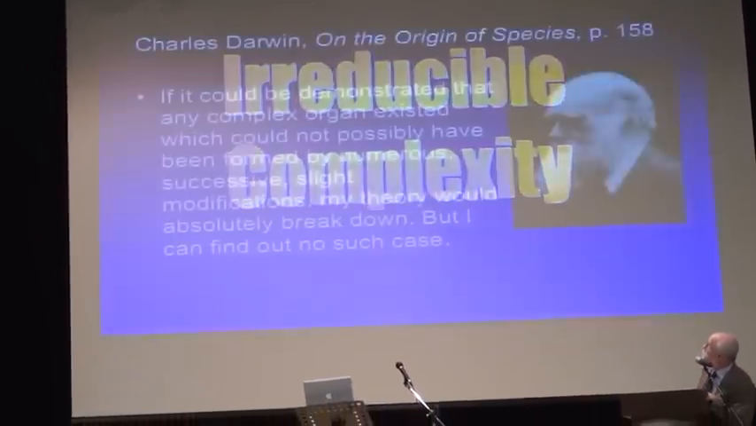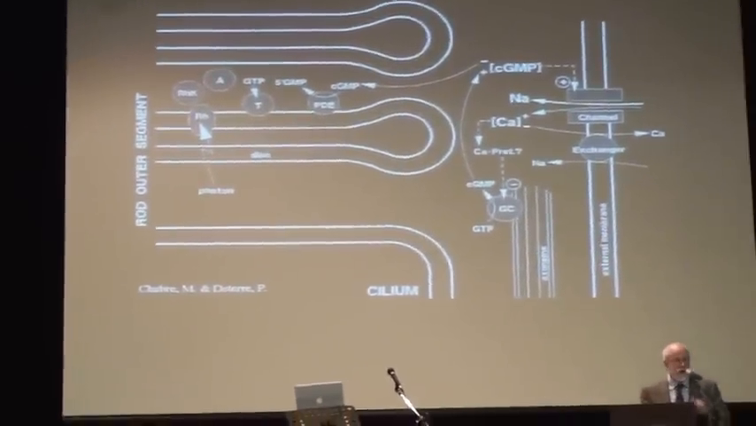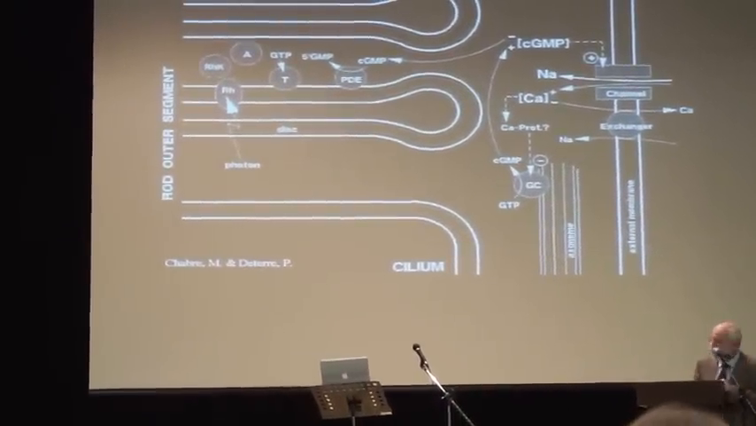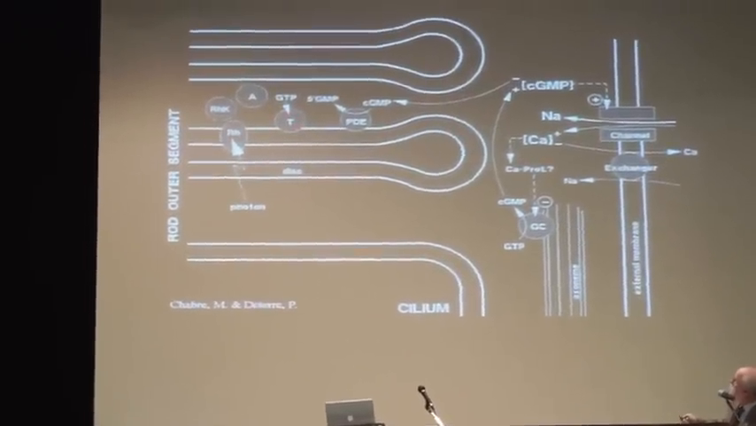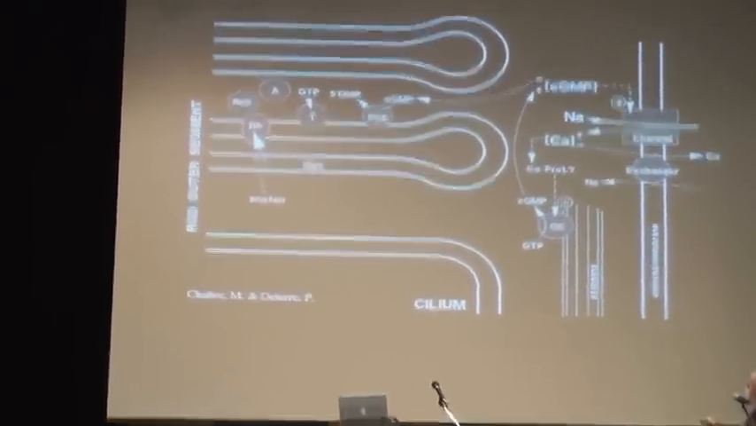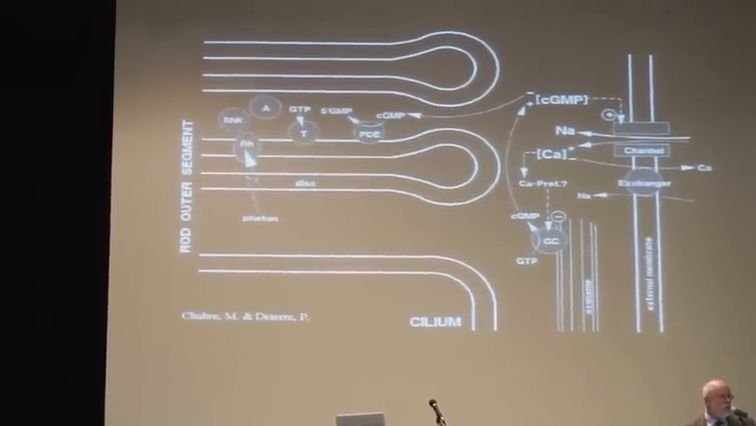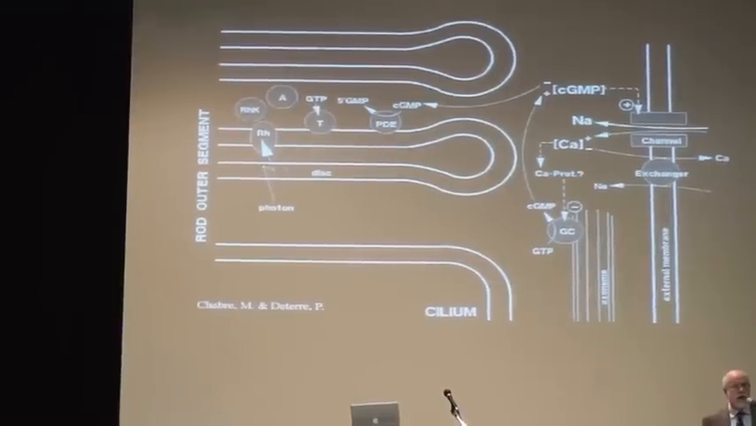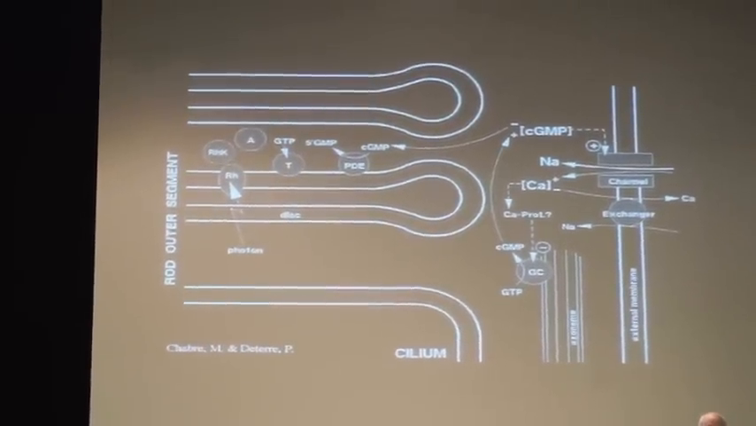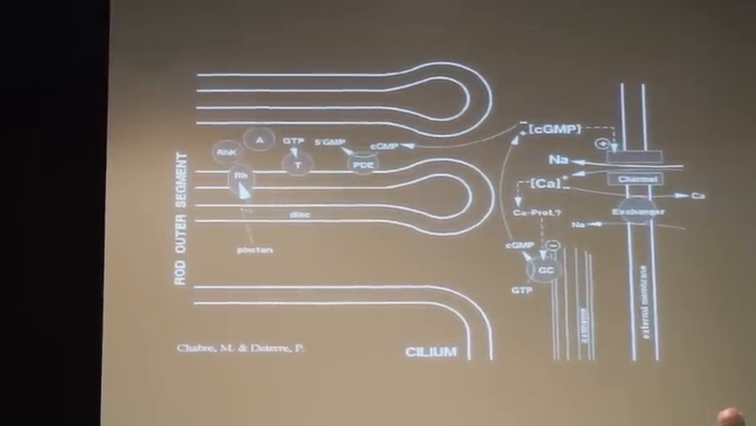If we go back to the previous slide of the light sensing biochemical system, if we don't have the rhodopsin or the transducin or the cyclic GMP or the phosphodiesterase or the ion channel or any of a number of components, then the whole system breaks down. It's not like it works less efficiently. It just doesn't work at all.